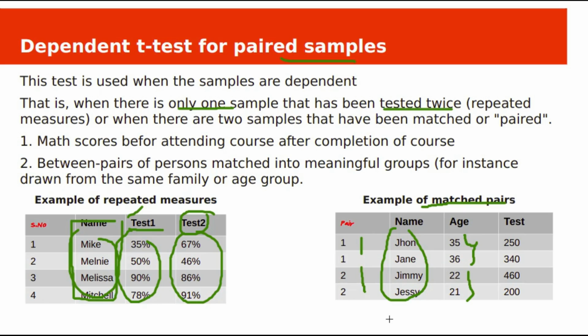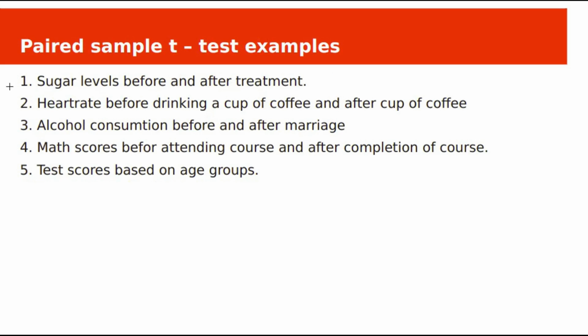For this kind of samples, paired sample t-test will be used. This test is also sometimes referred to as paired difference of means test. Some of the examples are sugar levels before and after treatment, heart rate before drinking a cup of coffee and after drinking a cup of coffee, alcohol consumption before and after marriage, math scores before completing the course and after completion of the course, test scores based on age groups. All these are types of paired samples.